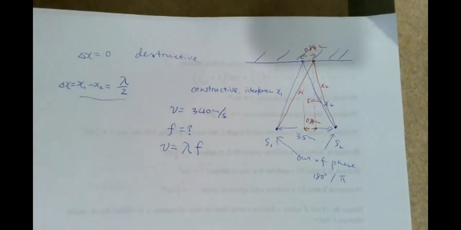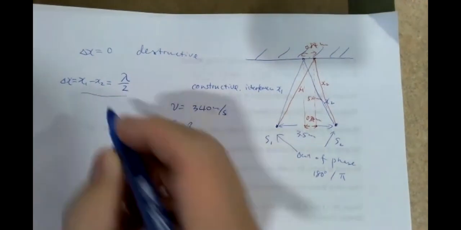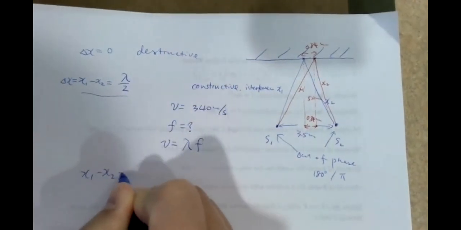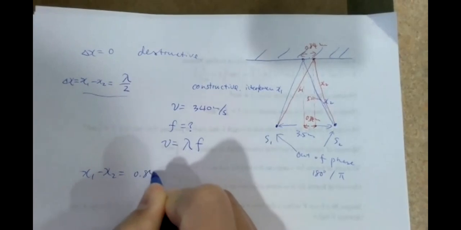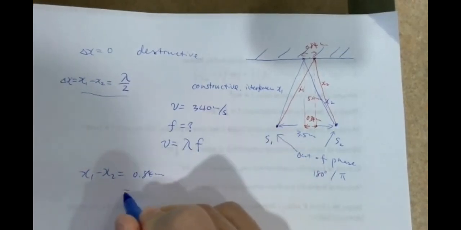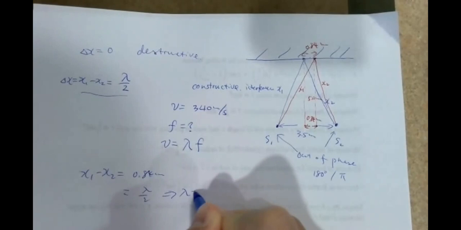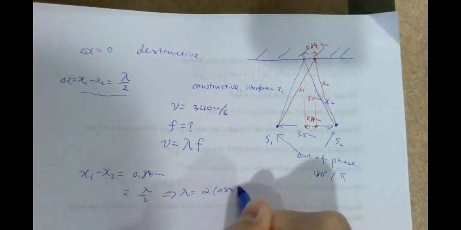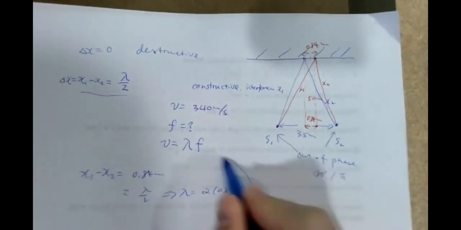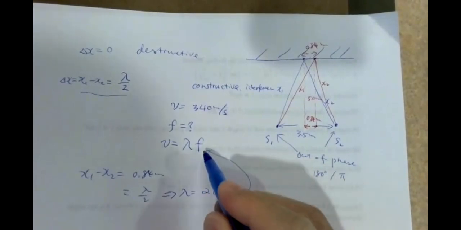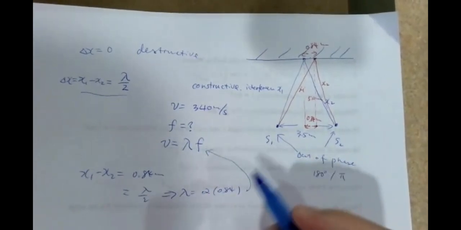All right, so let's take a look here. I see a few guys say 202, and I think I know where this one comes from. You probably said x1 minus x2 is equal to 0.84 meters, and that's equal to lambda over 2. Then you figure out lambda is twice of that, and once you have lambda, you take that into this to figure out the frequency. I think that's what you did.